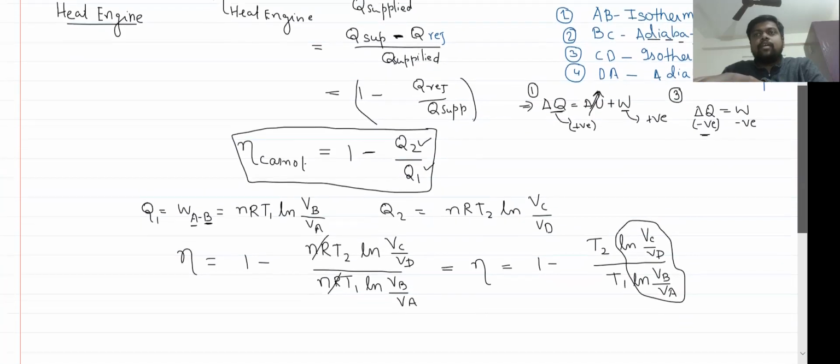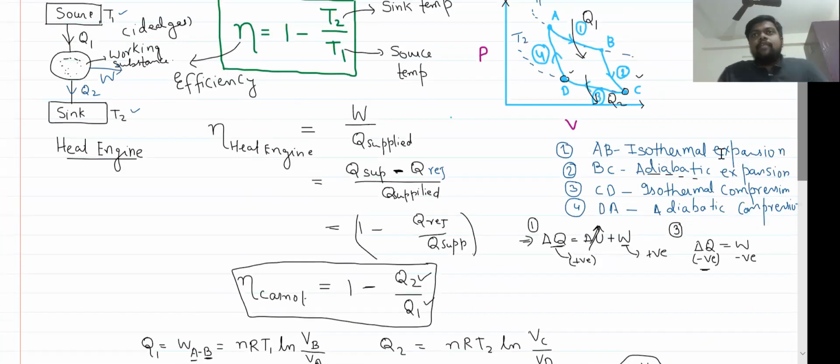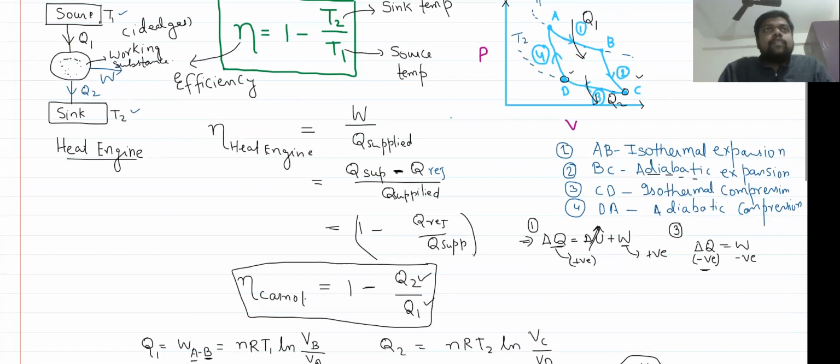For proving, let us go back to this diagram and check this. We are going to take the help of the adiabatic equation for processes 2 and 4. For 2, the initial volume is VB and the final volume is VC. For this one, the initial volume is VD and the final volume is VA. We are going to write the adiabatic equation for it, that means for process B to C, then for process D to A.